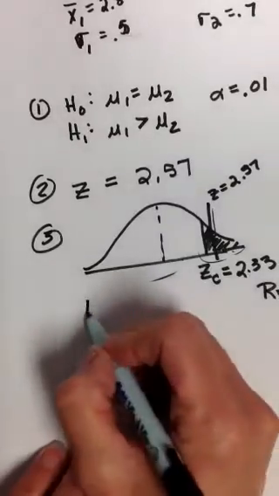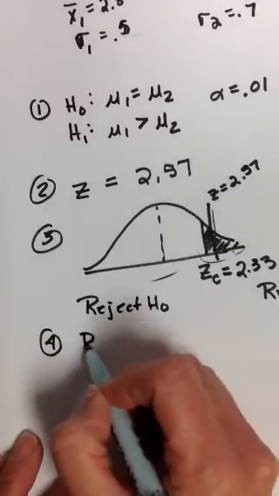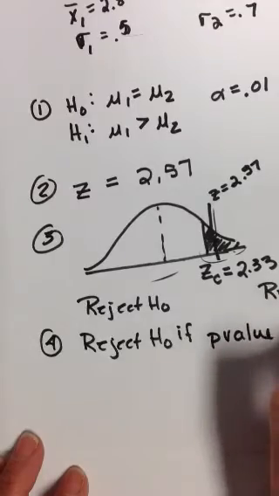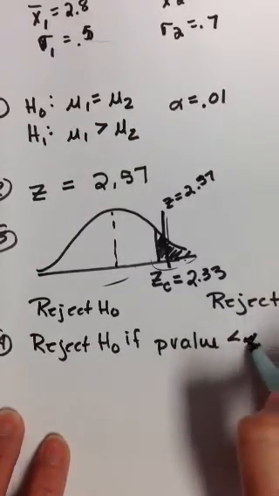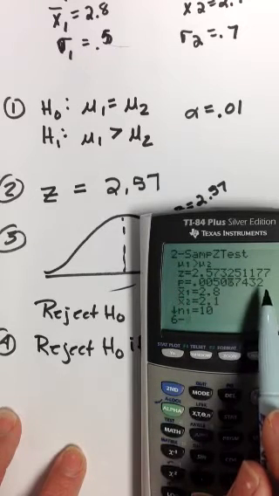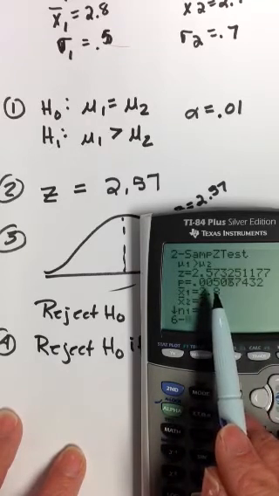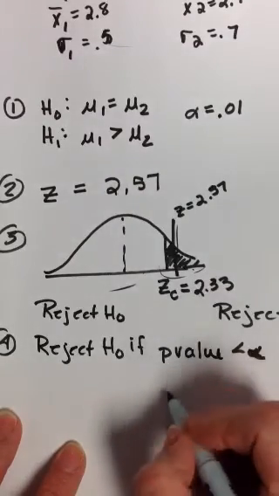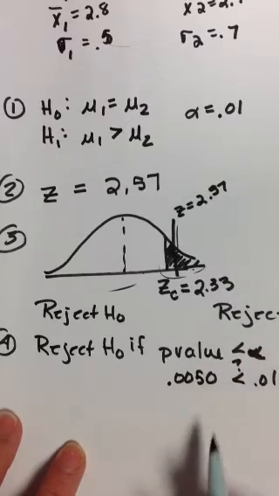Let me write that over here. My fourth step would be, I'm going to reject H naught if my p-value is less than alpha. And I go back and I look at my calculator. My p-value here, remember, if it says e to the negative something, yes, WebAssign will accept it, but I won't. You have to put it in number format, not scientific notation. So 0.0050, and I always take it out 4 decimal places. The question is, is that less than alpha of 0.01?